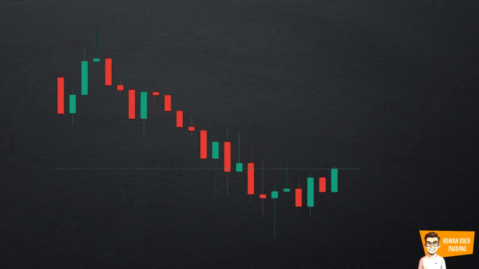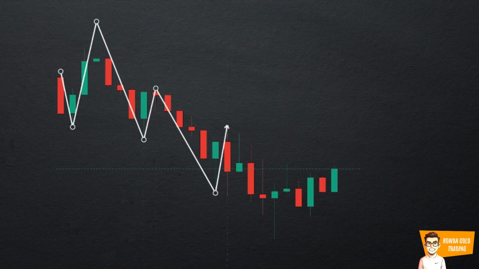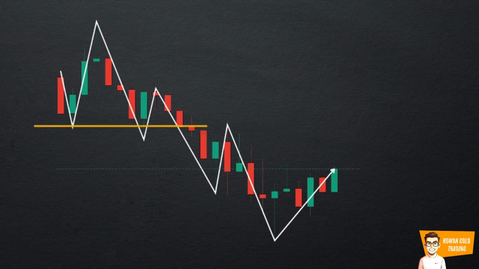Okay, let's build a classic story together. It's a bullish reversal pattern called the morning star. So the story opens during a downtrend. The first thing we see is a big red strength candle. The narrative is crystal clear. Sellers are confident, they are firmly in control, and they're pushing prices lower.